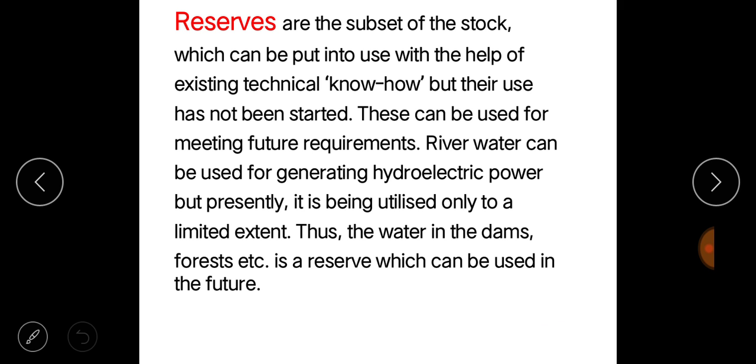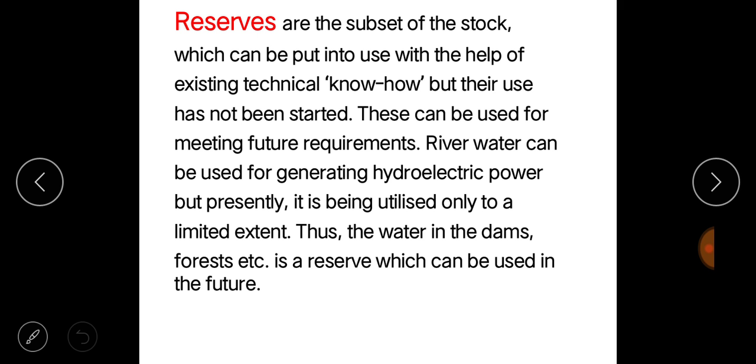Number two is the reserves. Reserve is a subset of stock. It is also a part of stock that we can put into use with the help of existing extraction technology, but the use has not been started yet. It can be used for meeting future requirements.